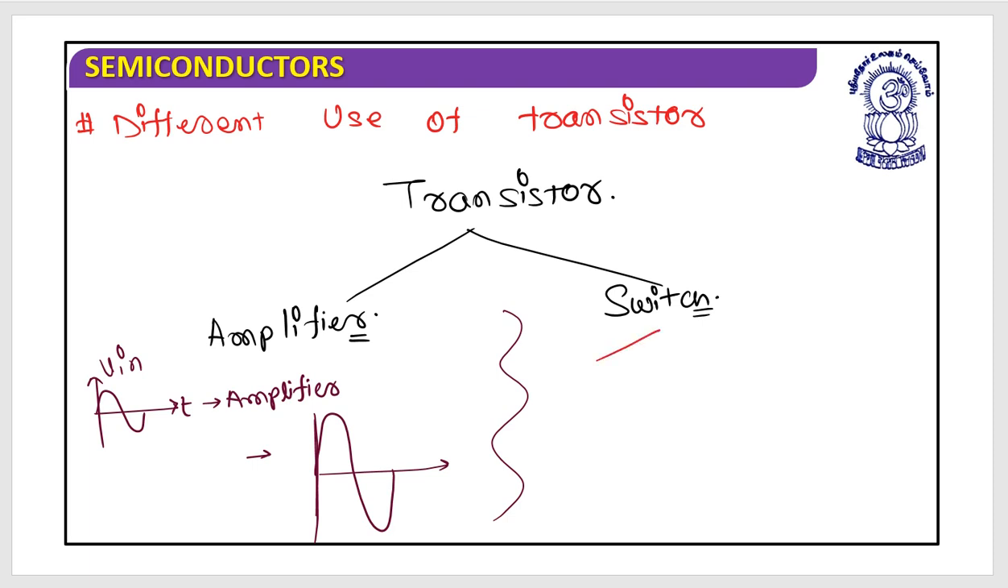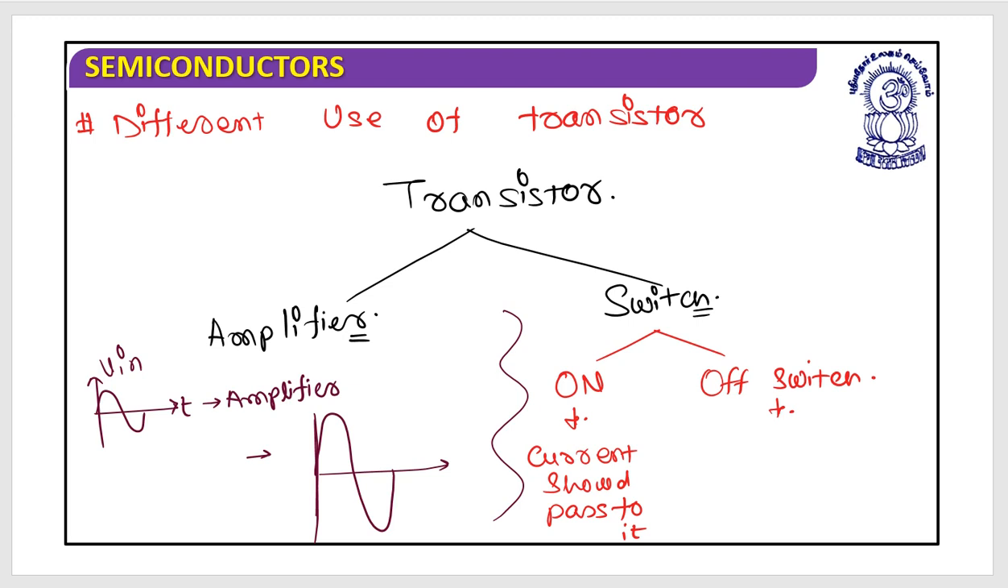Switch, you know, but in the switch even two categories of operations would be there. One is the on switch and the other is the off switch. When we say it's an on switch, that means current should pass through it.